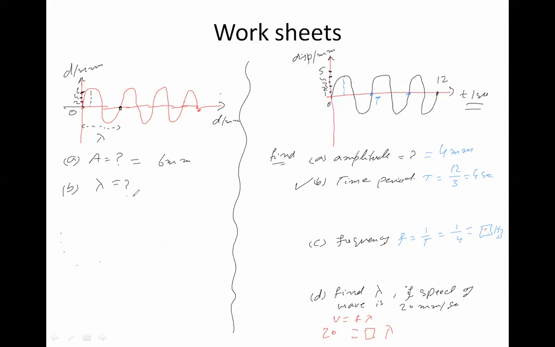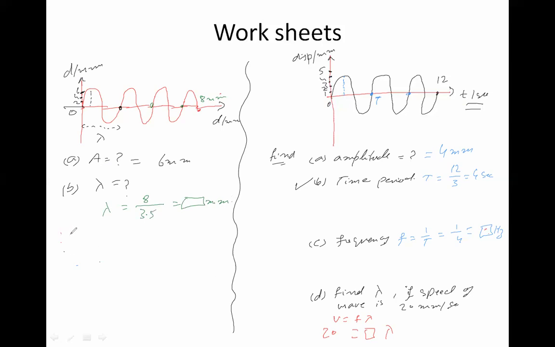Now look, please. How many cycles are here? 1, 2, 3, 3.5. Let's say the total length is 8 millimeters. Then what should be the wavelength, please? 8 millimeters divided by 3.5, that's the wavelength. Any problem, please? No problem.